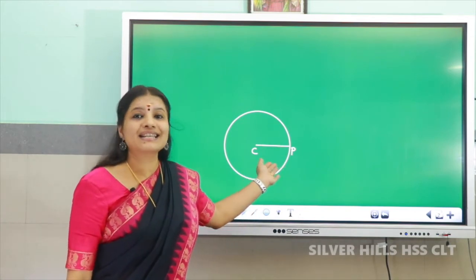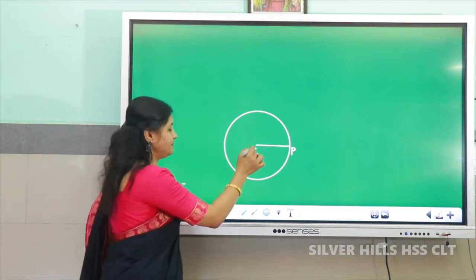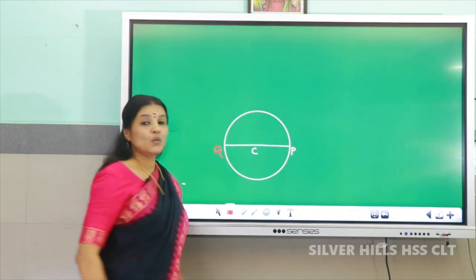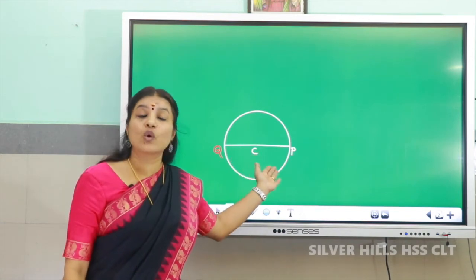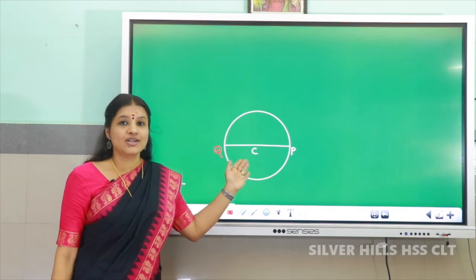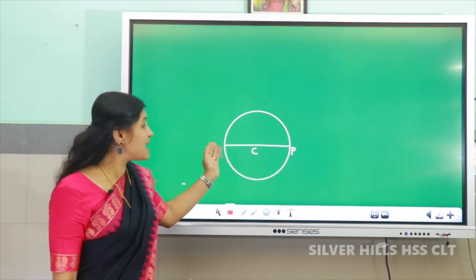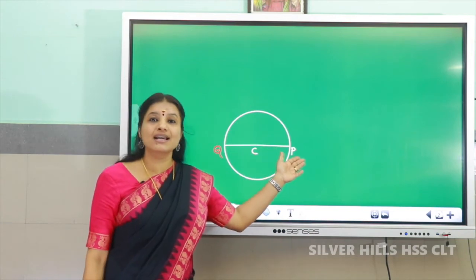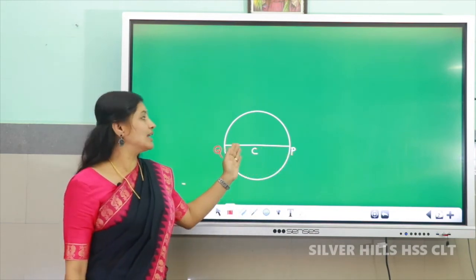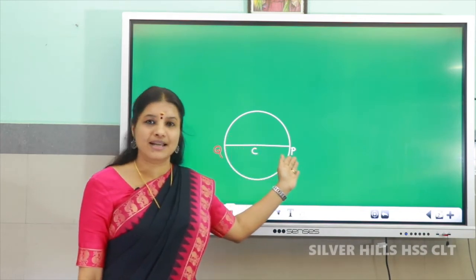When the radius is extended, what is the length of this line? It is double of radius. So, when a line passes through center and meets any 2 points on the circle, it is called diameter of the circle. So, the longest line we can draw in the circle is diameter.